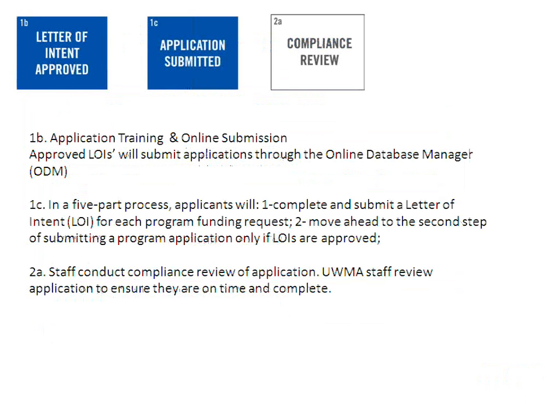Now let's review the first steps of the process. Letter of intent, application submitted, and compliance review. After the letter of intent is approved, agencies are asked to submit a full application. Approved LOIs will submit applications through the online database manager. In a 5-part process, applicants will complete and submit a letter of intent for each program funding request. They move ahead to the second step of submitting a program application only if the LOIs are approved.